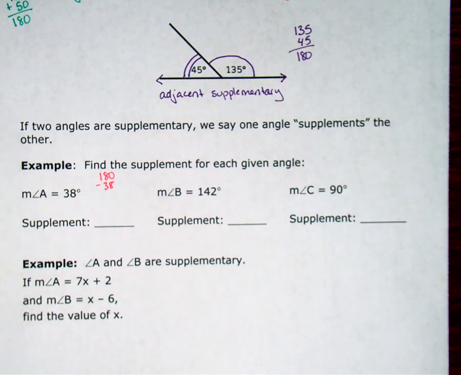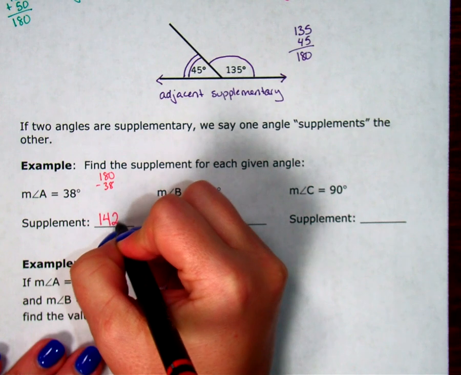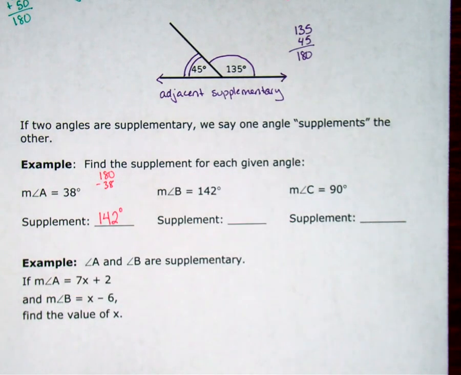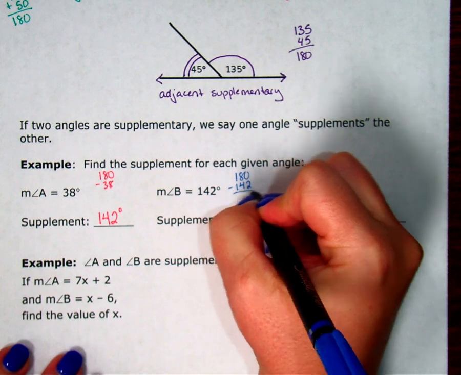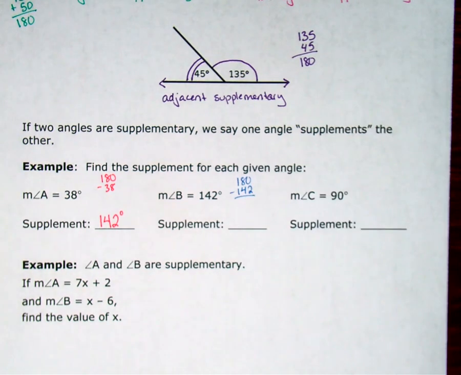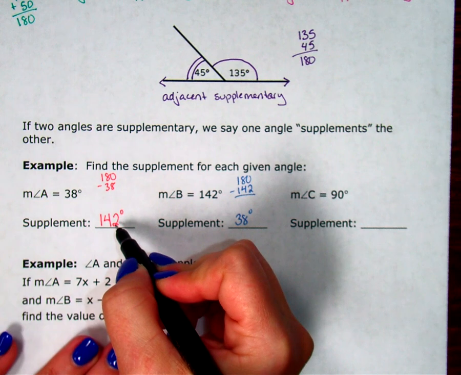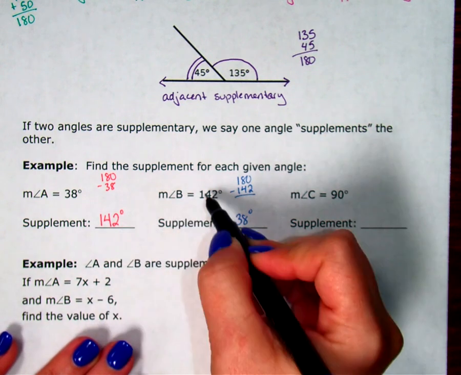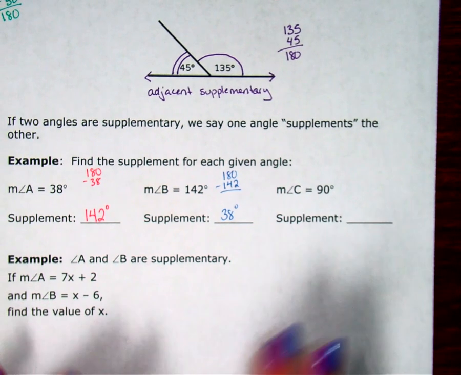So I'm going to do 180 minus 38 and get 142 degrees. The next one, 142, so I'm going to take 180 and subtract 142. And when I do 180 minus 142, I get 38 degrees. Which should make sense, right? 38 and 142 supplement each other, so 142 and 38 supplement each other. It's really the same pairs, right?